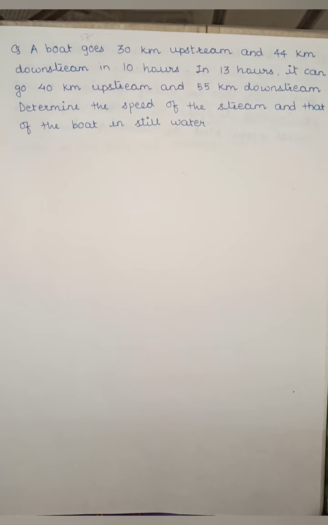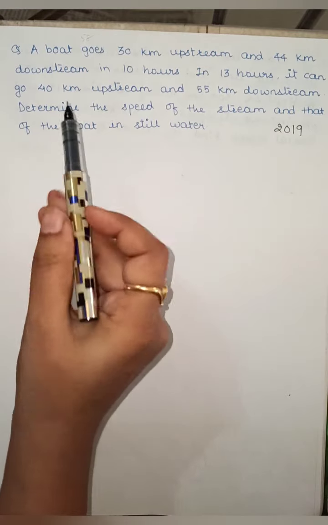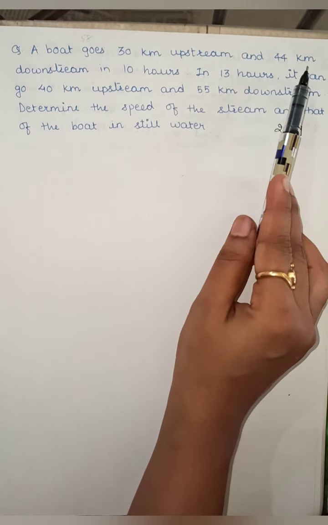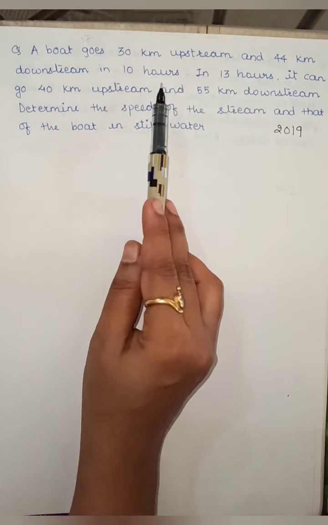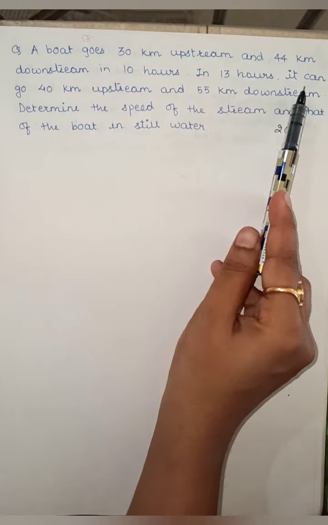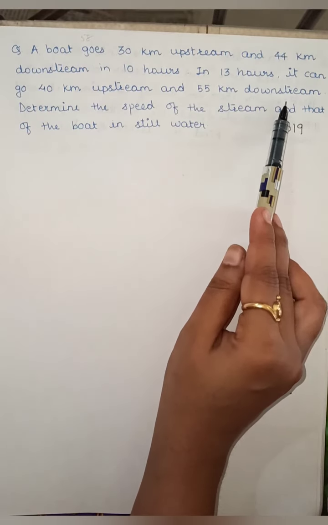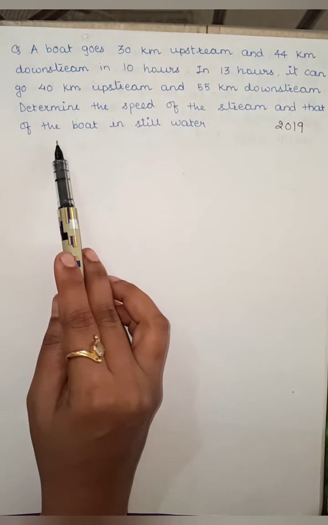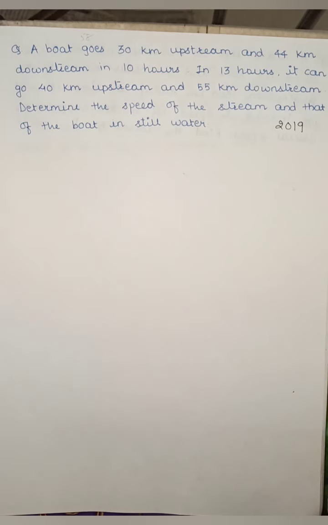Next, a similar type of question on upstream and downstream asked in 2019's exam. A boat goes 30 km upstream and 44 km downstream in 10 hours. In 13 hours, it goes 40 km upstream and 55 km downstream. Determine the speed of the stream and that of the boat in still water.